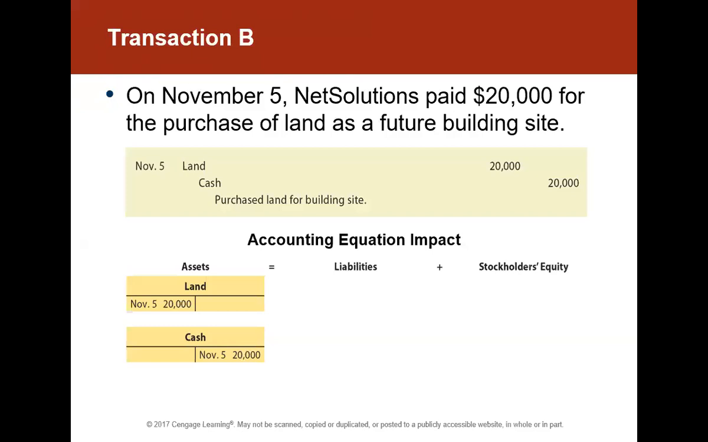So here we're all on the left-hand side, right? We're only dealing with assets. One asset increased and got debited. One asset decreased and got credited. So there we are on our little T accounts. Land was our debit, listed first. Cash is our credit, listed second. And then we just keep going.